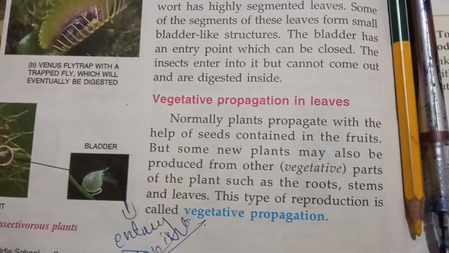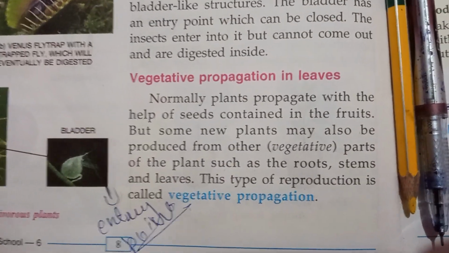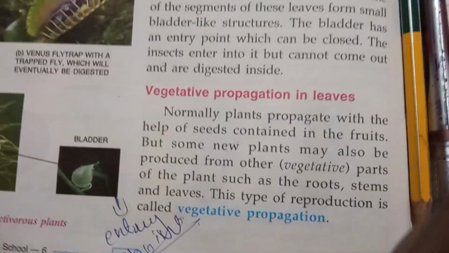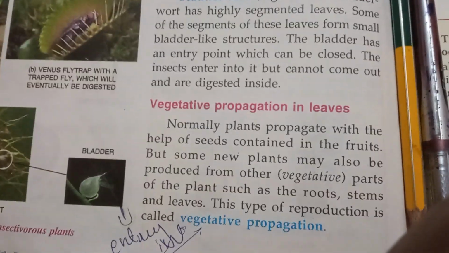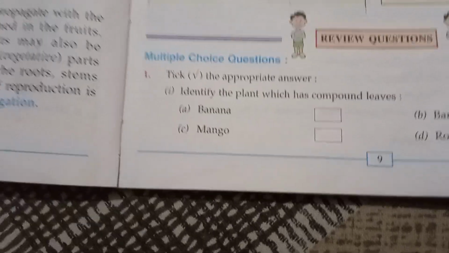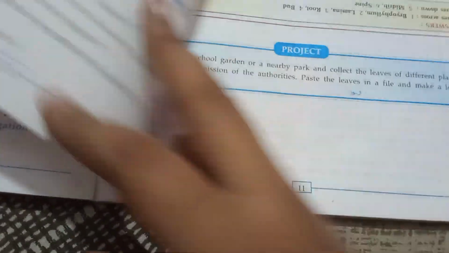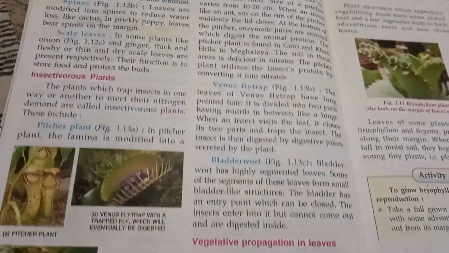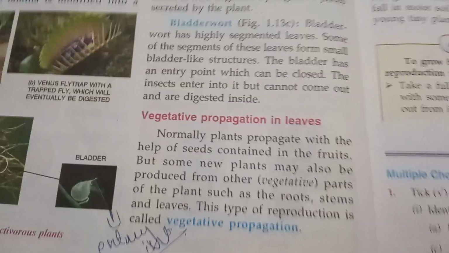Sorry. Now this is vegetative propagation in leaves. This is the last topic which we are going to complete today, right? Then we have MCQs, and I guess tomorrow we will do the short answer questions and long answer questions. Let's start with the reading.